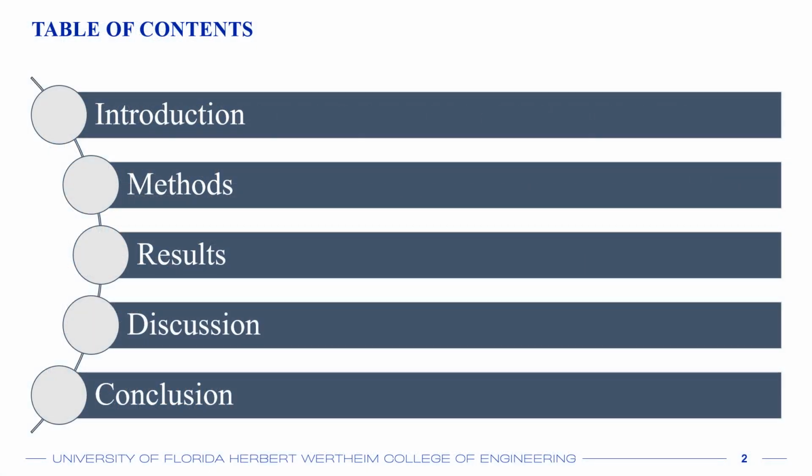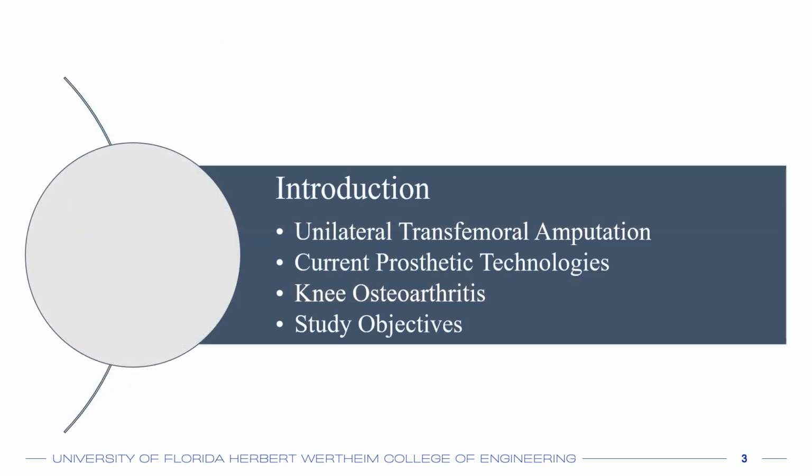The structure of this presentation will follow that of the paper with intro, methods, results, discussion, conclusion. Jumping right into the introduction. First, I will go over what unilateral transfemoral amputation is, along with some of the current prosthetic technologies available to patients, and one of the primary conditions affecting these patients, knee osteoarthritis, which will lead us into the objectives of this study.